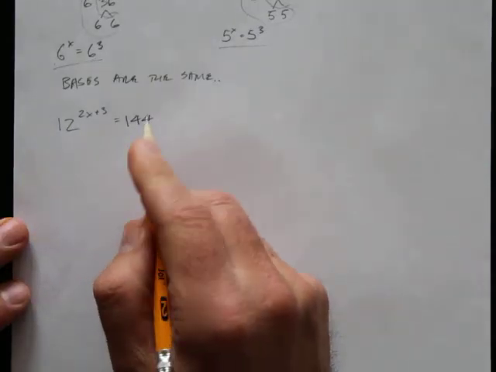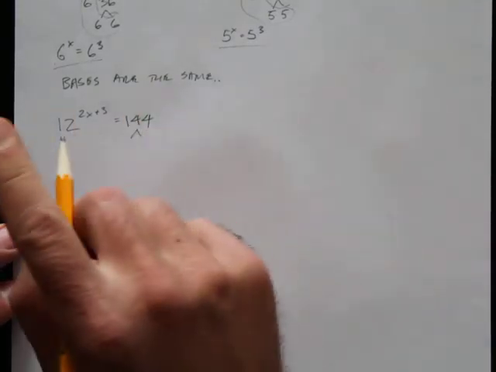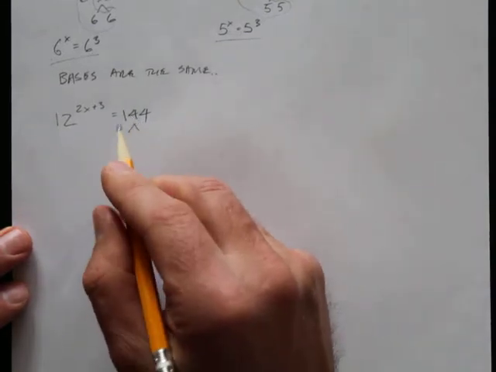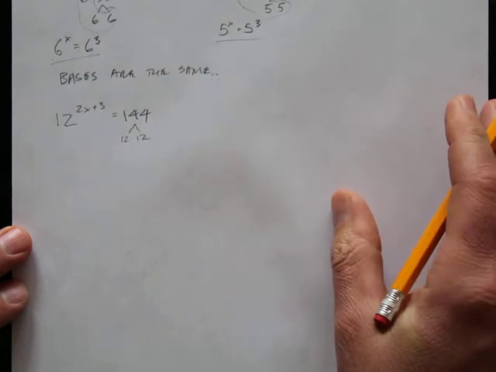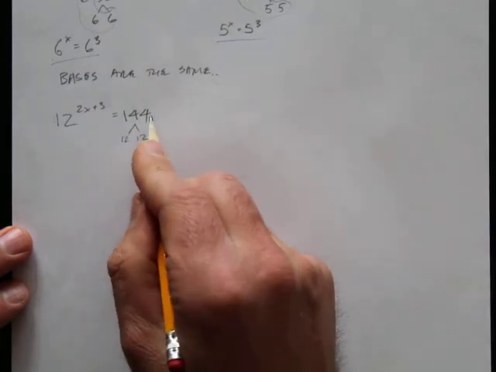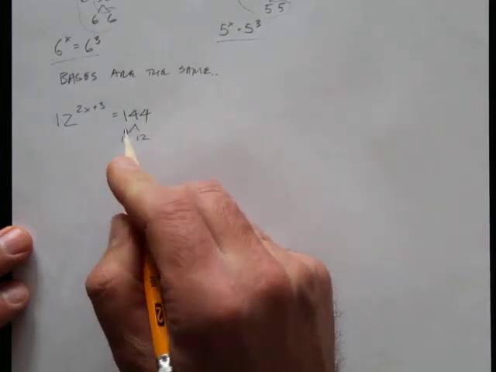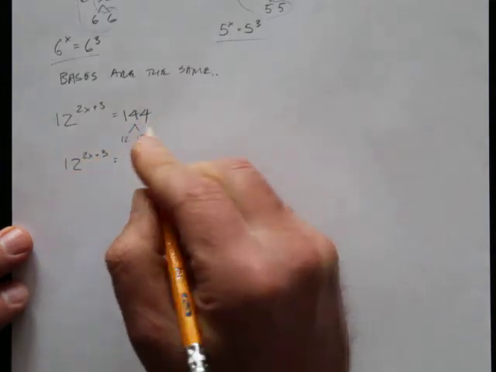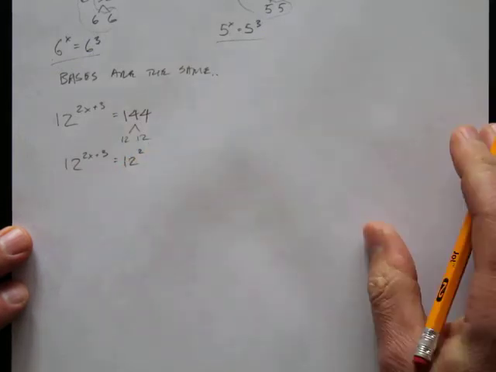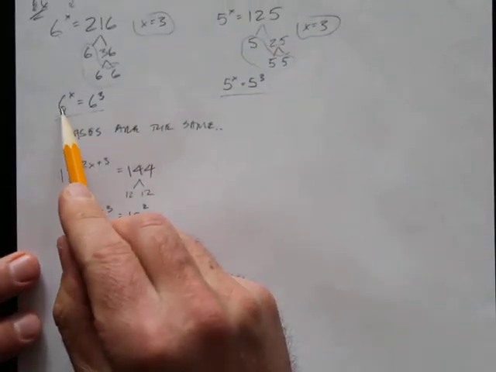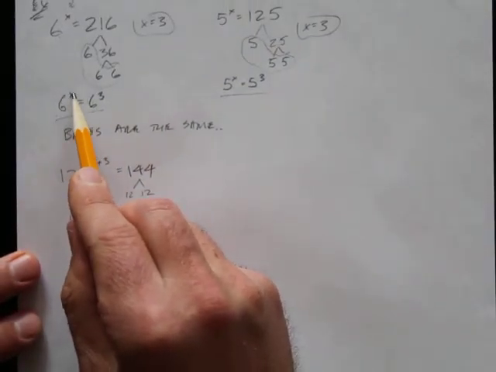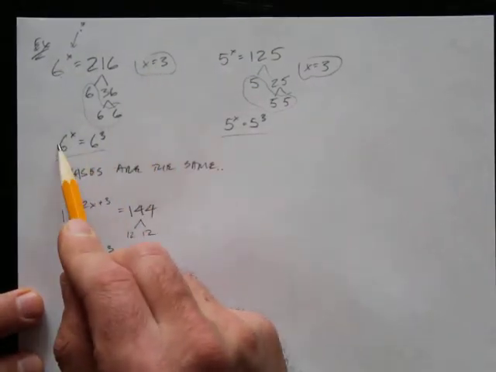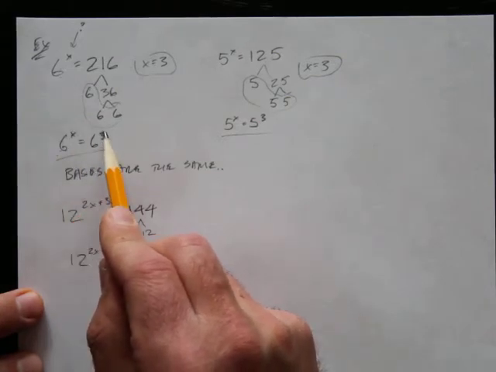I know that 144, when I look at the multiplication tables, I always look at 144 and it's 12 times 12, right? So let's write this in terms of 12 as the base, and let's see what happens. 12 to the 2x plus 3 equals 12 squared. Now look at what we did up here. When 6 to the x power equals x to the third power, I just ignored the base altogether and said x equals 3, right?